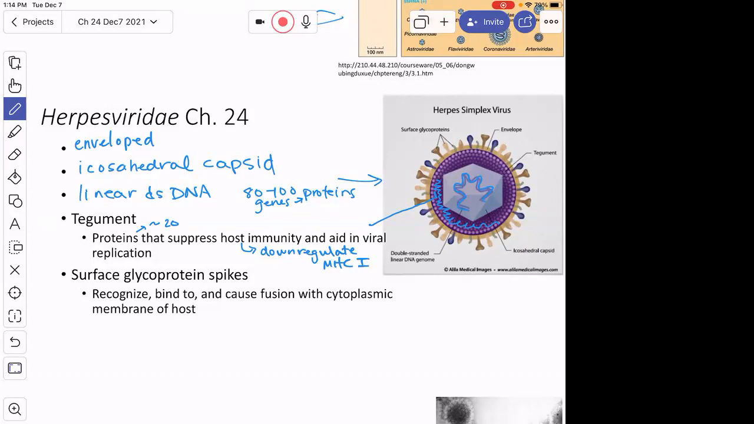Another prominent feature, many viruses have them, they're surface glycoprotein spikes. So we're not going to really name these too carefully for Herpesviridae, but they're essential to recognize, bind to, and help the virion actually fuse with the host cell membrane.